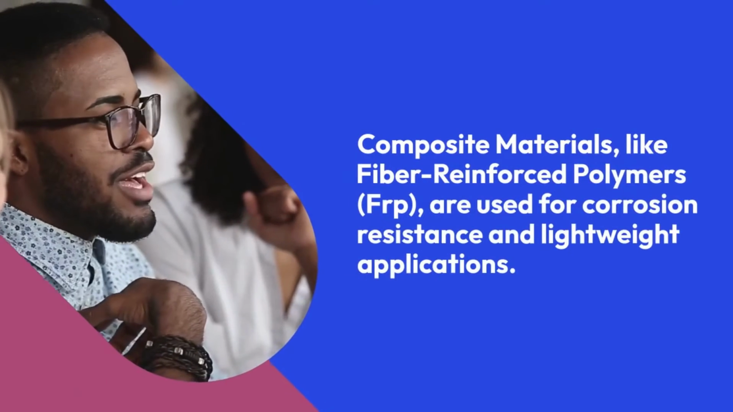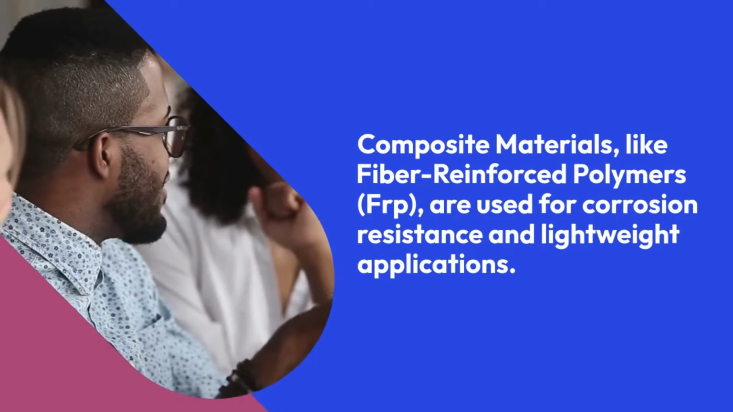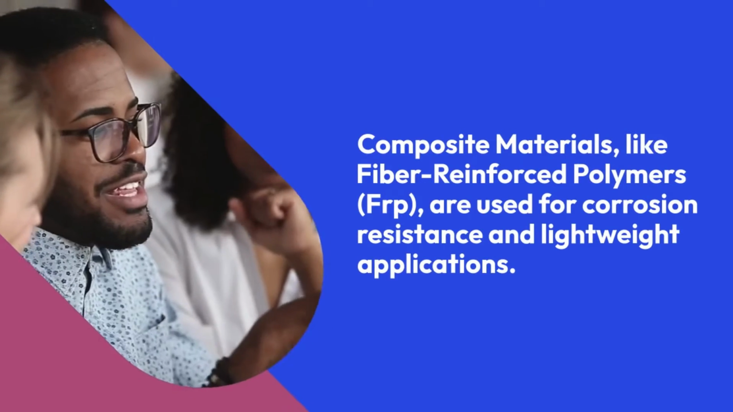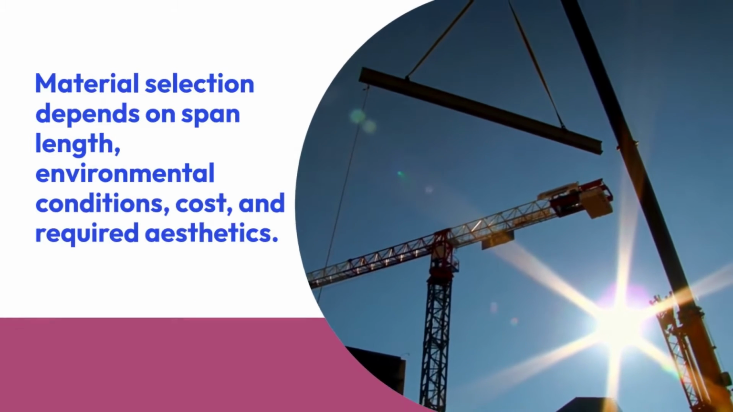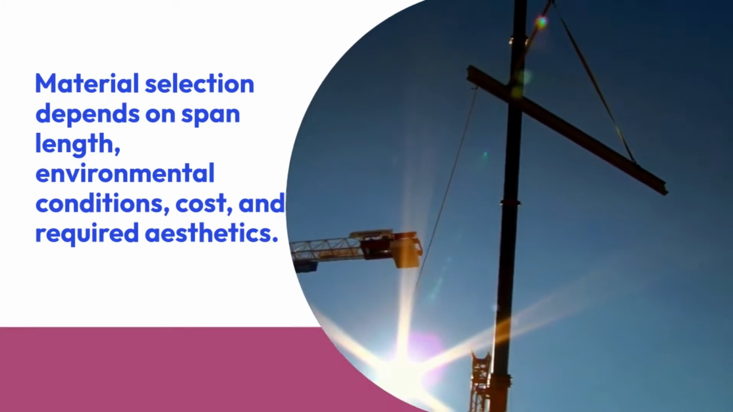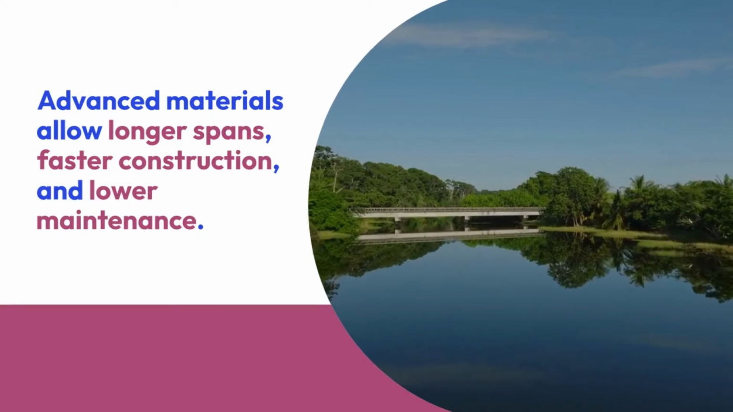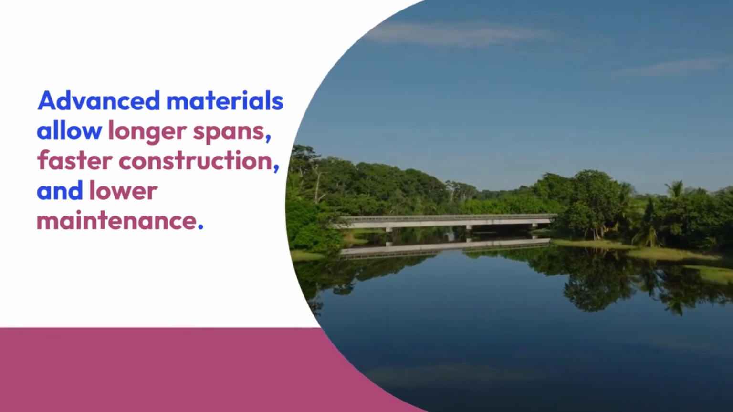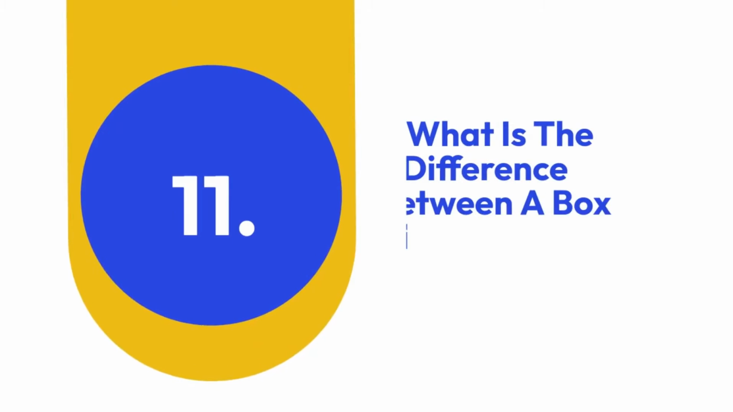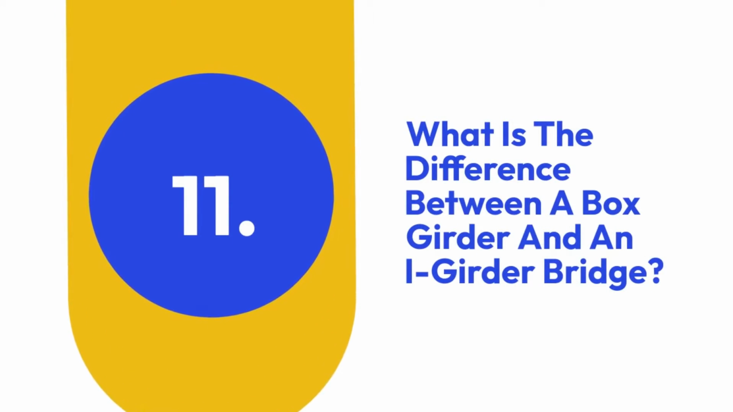Composite materials like fiber-reinforced polymers, FRP, are used for corrosion resistance and lightweight applications. Material selection depends on span length, environmental conditions, cost, and required aesthetics. Advanced materials allow longer spans, faster construction, and lower maintenance. 11. What is the difference between a box girder and an I-girder bridge?